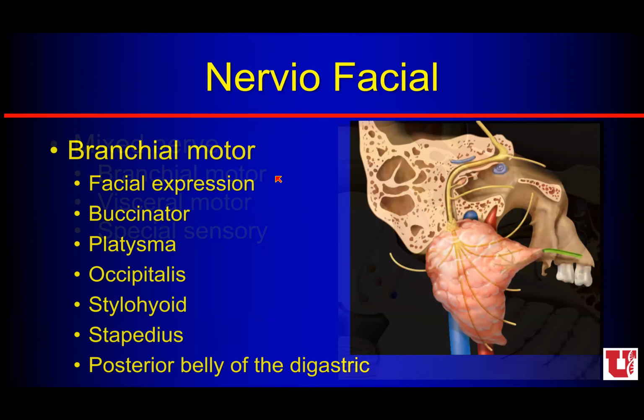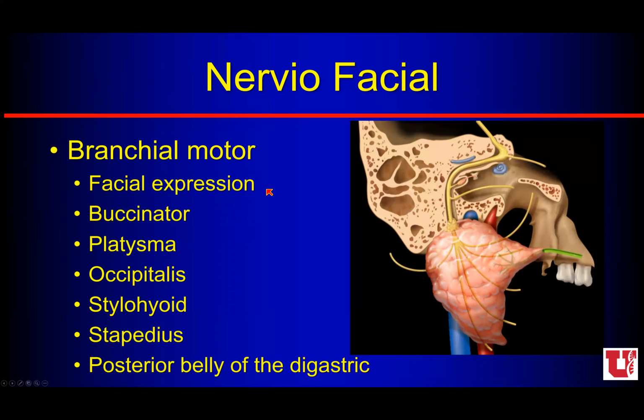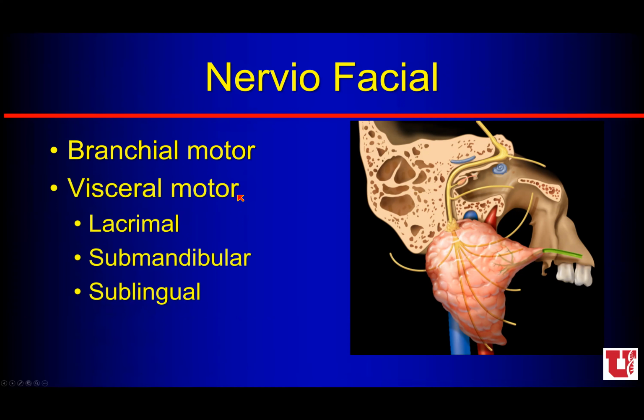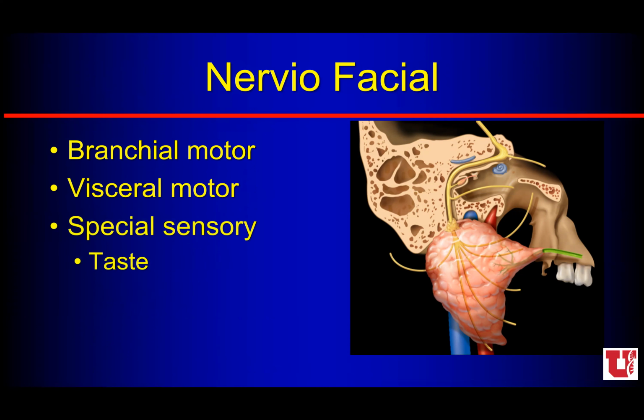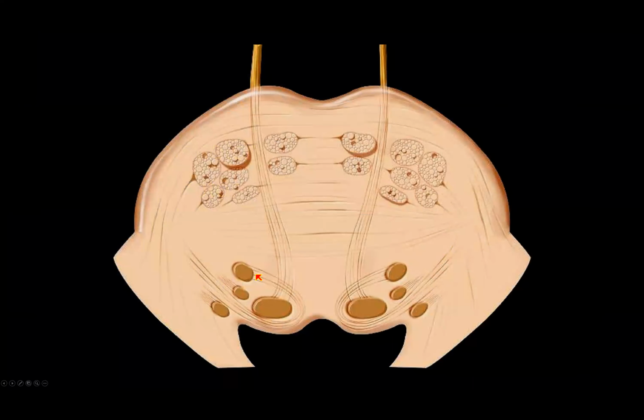We think about it mostly being involved in branchial motor with the voluntary and involuntary muscles of facial expression. But there's also some visceral motor that we think about going to the salivary glands, and special sensory taste going to the anterior 2/3 of the tongue. So since there are three main functions, it makes sense that there are three main nuclei that involve the seventh nerve.